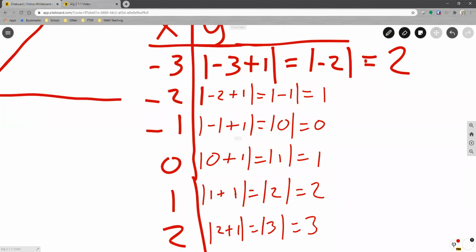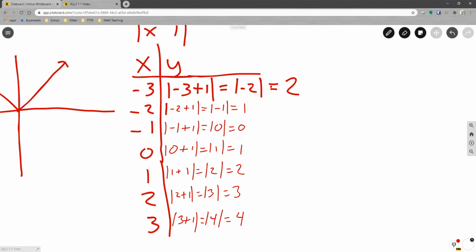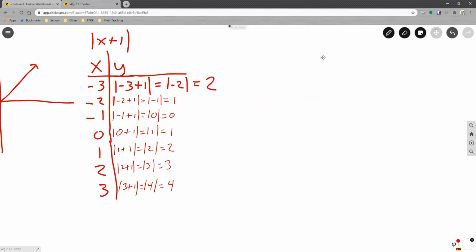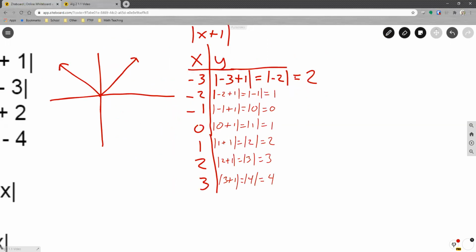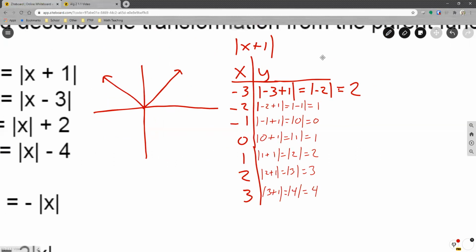So I've got my inputs and my outputs now. If I input a -3, I get out a +2. If I input a -2, I get out a +1, and so on and so forth. So if I do that, I end up getting the following picture. So this is what my normal absolute value looks like.